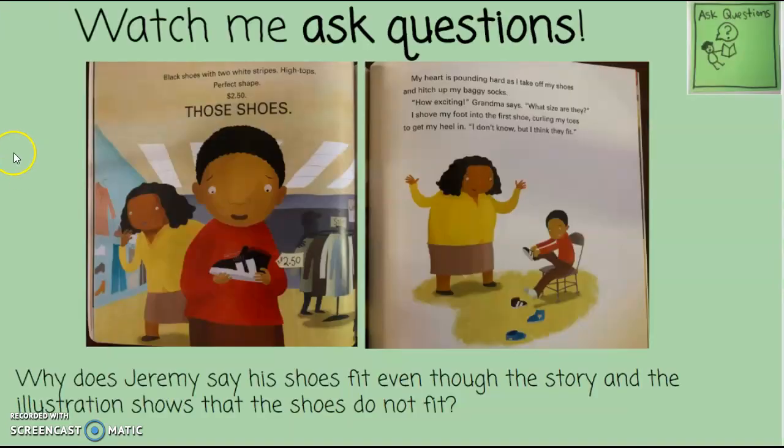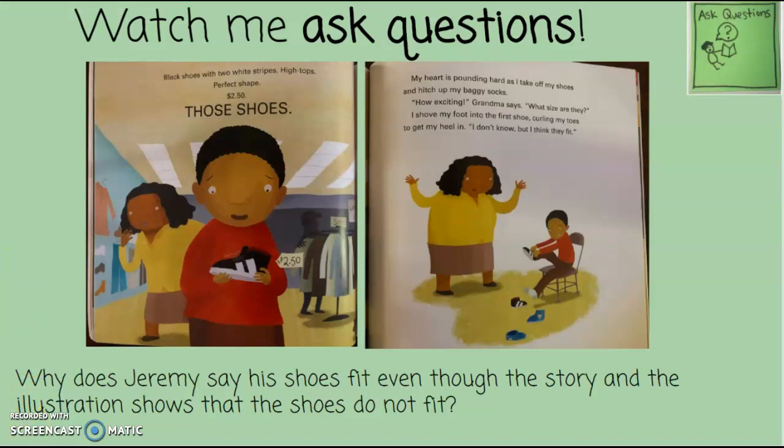Let's look at the example from yesterday. In the book, Those Shoes, I asked a question about the character. What question do you have about the character in this part of the story? Write one question that you have in your writing journal.